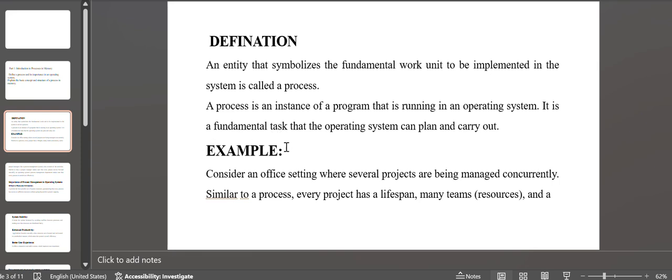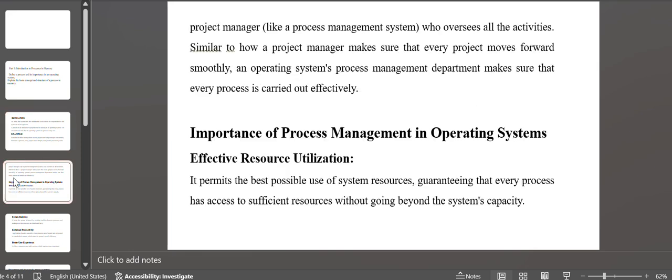Here, as one example, consider an office setting where several projects are being managed concurrently. Similarly to a process, every project has a lifespan, many teams, and a project manager, like the process management system, who oversees all the activities, similar to how a project manager makes sure that every project moves forward smoothly. An operating system's process management department makes sure that every process is carried out effectively.